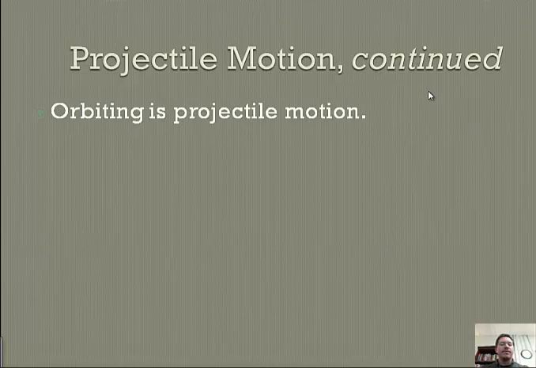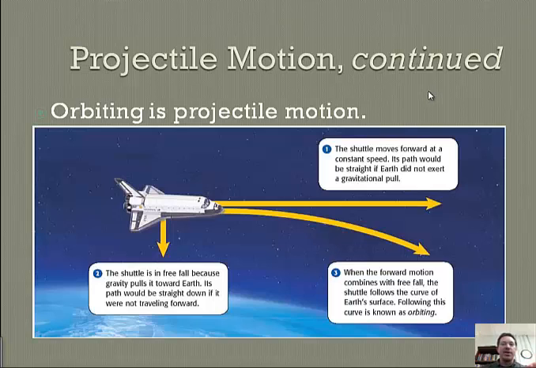So orbiting, and the reason why our astronauts don't fall to Earth, is a form of projectile motion as well. So we've got the shuttle, or the astronauts in the shuttle. They're moving forward at a constant speed, and this path would be straight if Earth did not exert this gravitational pull. So the shuttle tends to want to go straight horizontal this way, but the Earth wants the shuttle to be pulled back towards Earth. So the shuttle's in free fall because gravity is pulling it towards Earth, and its path would be straight down if it weren't traveling forward.